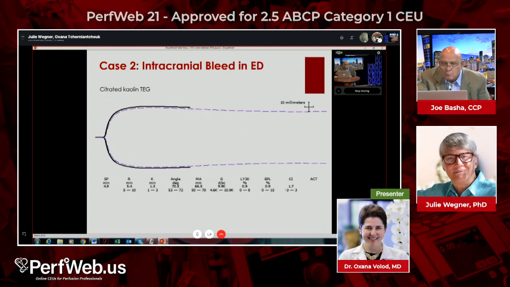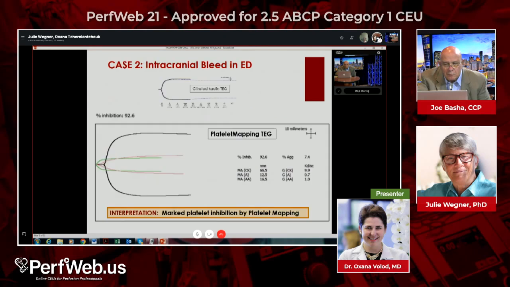As Julie pointed out in her slides, we cannot detect platelet inhibition using just a citrated TEG. This is not a talk about platelet mapping, but when we did platelet mapping, which is a modification of the TEG, you can see that the patient has significant platelet inhibition. There was an MA inhibition of the arachidonic acid and ADP aggregation pathways. He would not bleed significantly from just arachidonic acid inhibition. However, if there is both arachidonic acid and ADP inhibition, yes, that would cause significant bleeding, but you would not be able to see it with just a basic TEG.